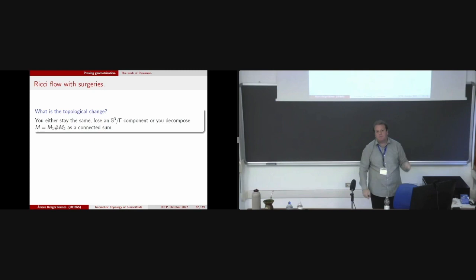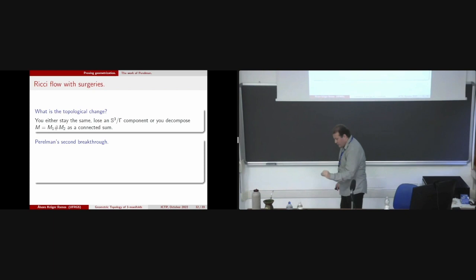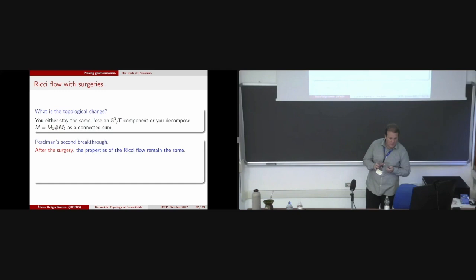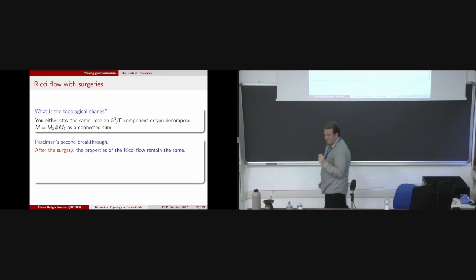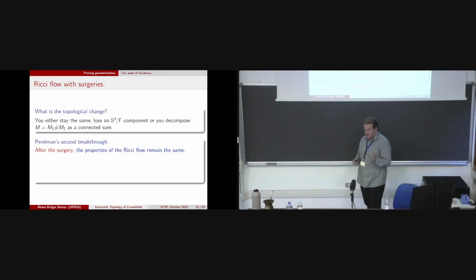And here comes Perelman's second breakthrough. After the surgery, the properties of the Ricci flow remain the same. This is hard. This is really hard. Because you are changing things. The original manifold could be analytic, and now you have something only C2.